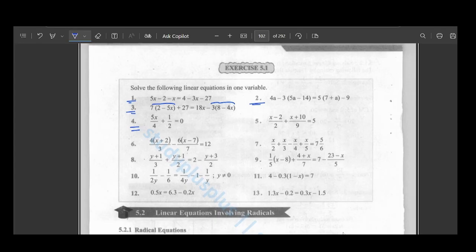Now let's move on to question number 5. For question number 5, we have x minus 2 divided by 2 added with x plus 10 divided by 9, and this is equal to 5. So we will just proceed with the same by making the denominator same. But if you look here, we have 2 and 9. There is no common value between 2 and 9.